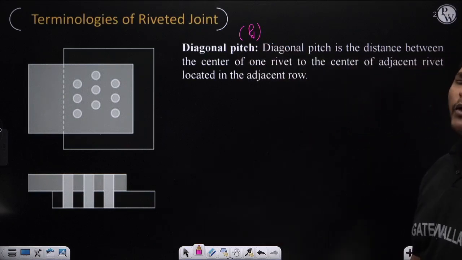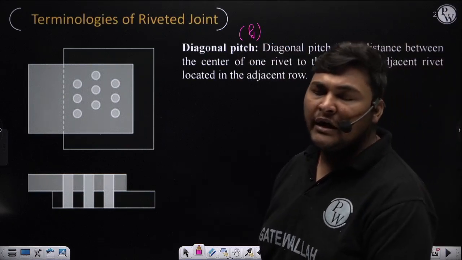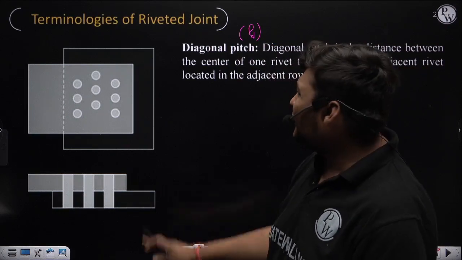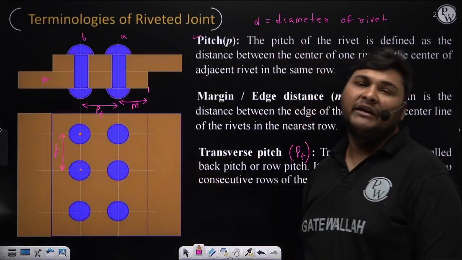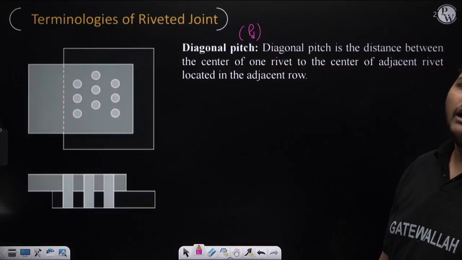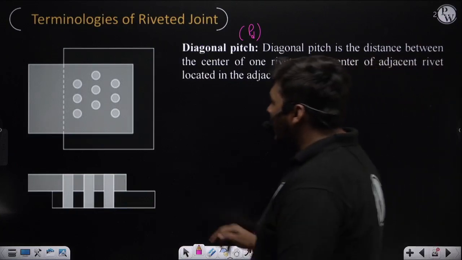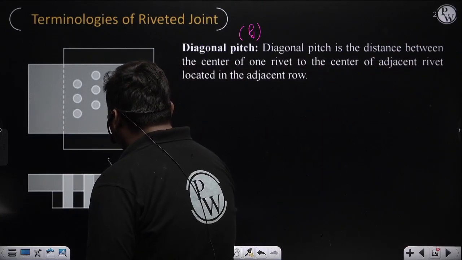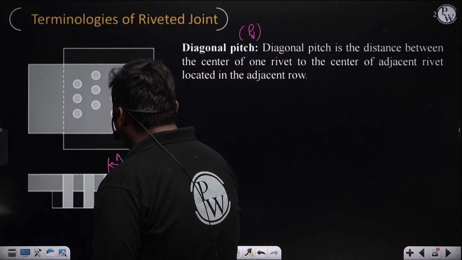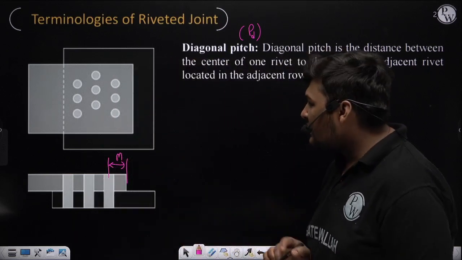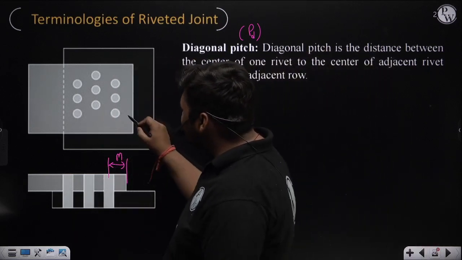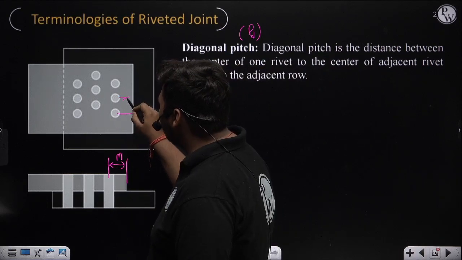Now, this is useful for the diagonal zigzag pattern. We don't require this diagonal pitch for the chain pattern. This is useful terminology for the zigzag pattern. Like this distance I already discussed, this distance is the margin. Okay, this we have discussed. Now, the distance between two consecutive rivets in the same row is the pitch.